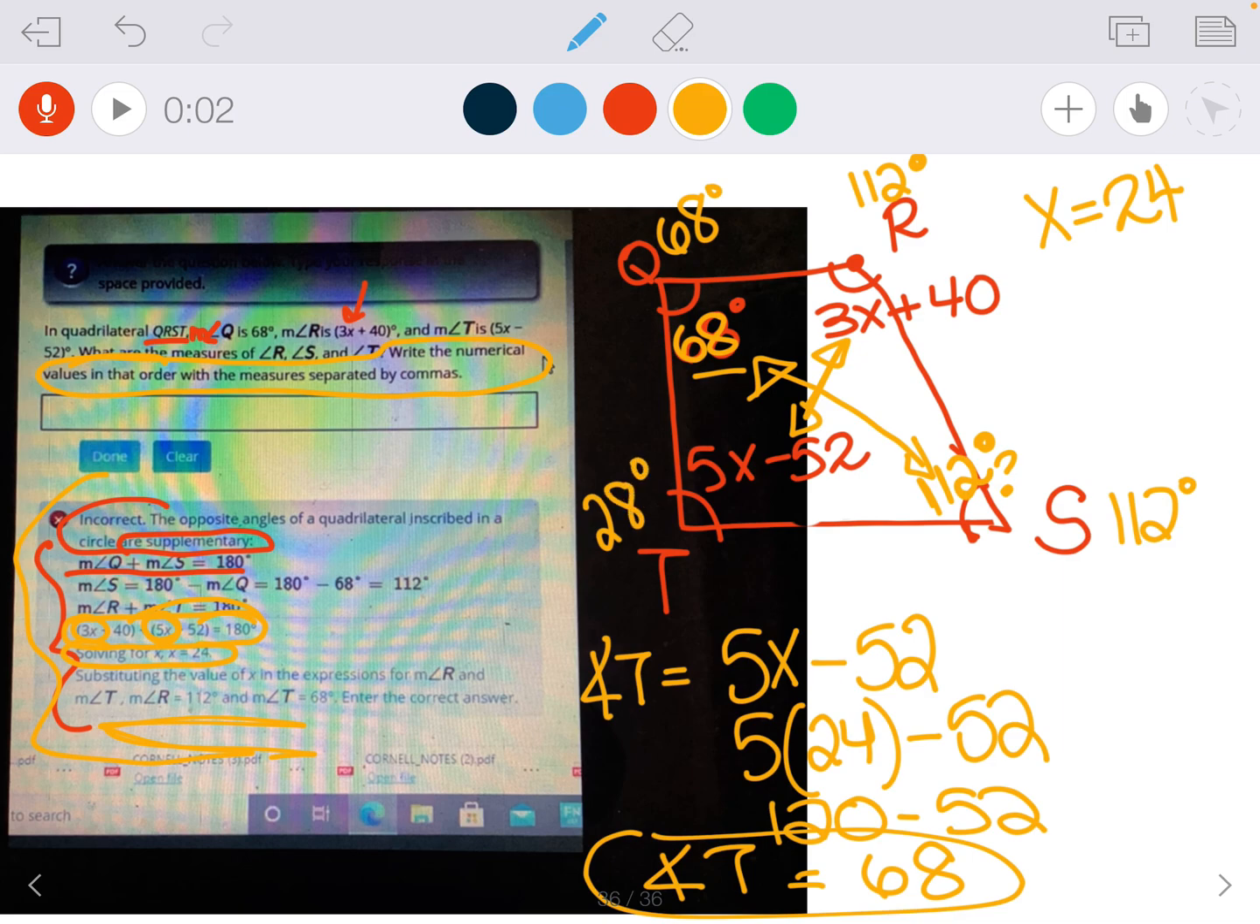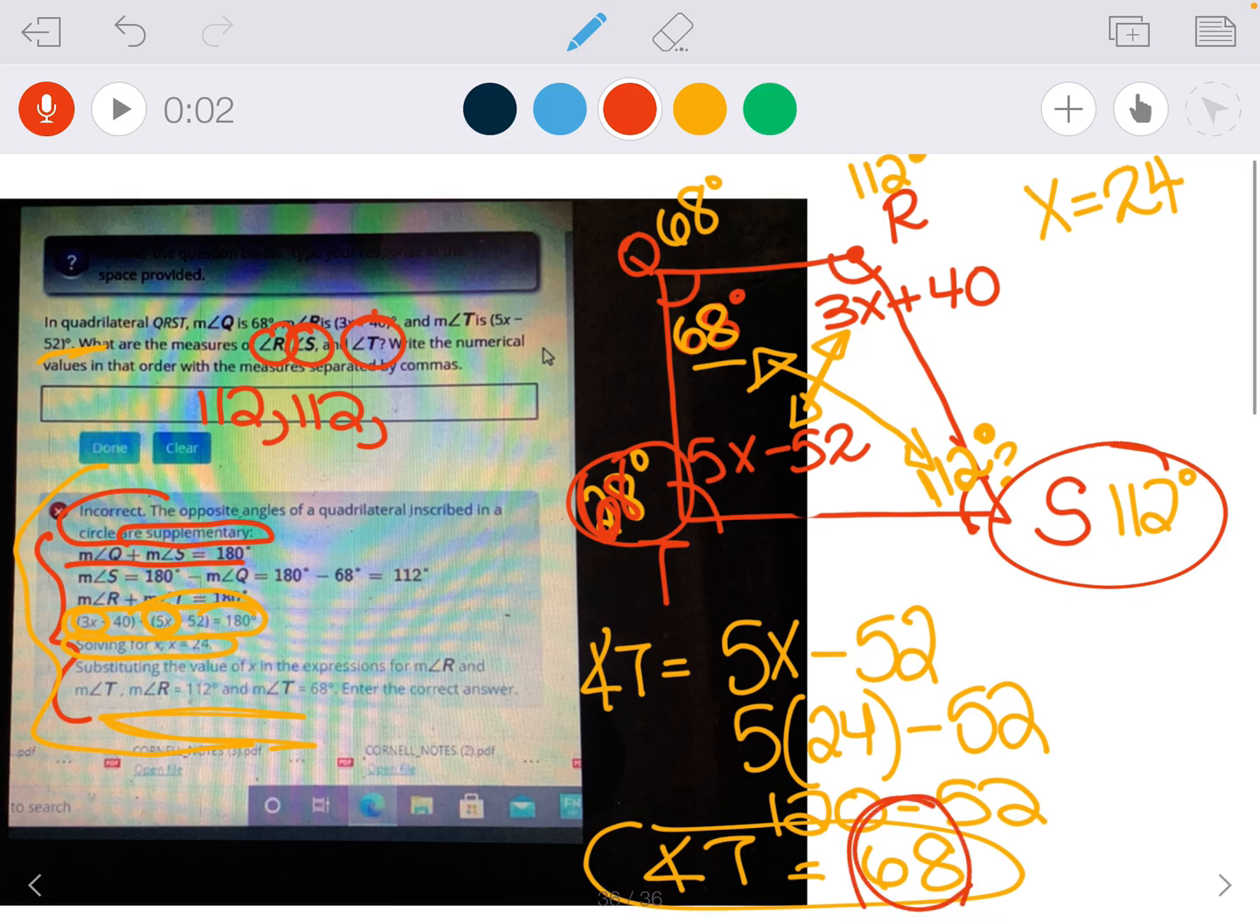So now look, write the numerical values in that order, separated by commas. So again, I'm just going to follow directions. That means R, I got 112, separating it with a comma. S was 112, comma. T was, why did I write 28 there? Wasn't it 68 if I look right here? Hopefully. All right, so there it is. These in this order, writing them with a comma between them.